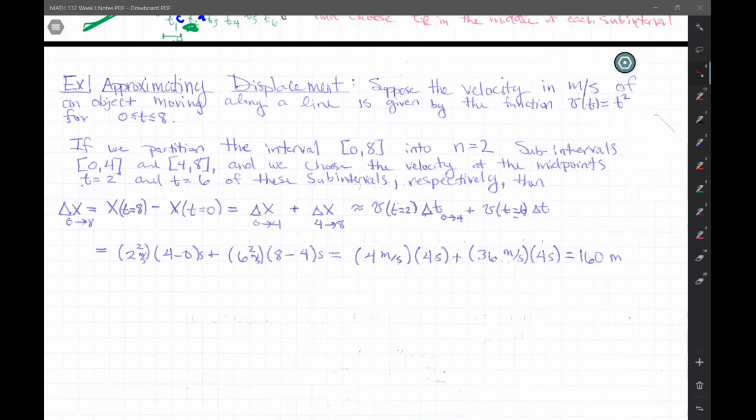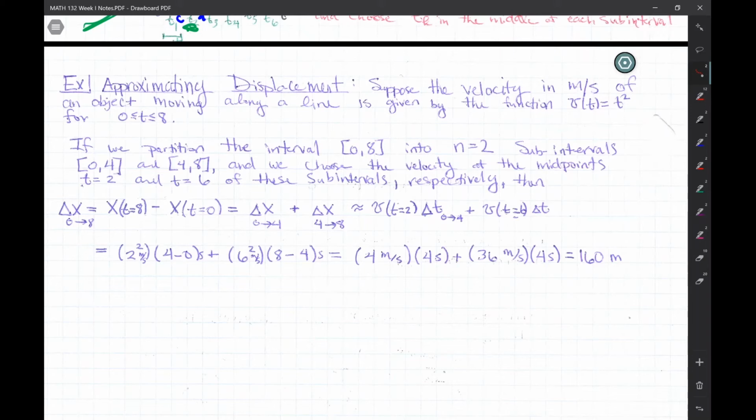So let's take a concrete example. We're going to approximate the displacement for an object that's moving along a line, just in one dimension, with the velocity of that object given as a function t squared, in meters per second, and t is in seconds. And we're interested in the time interval from t equals 0 to t equals 8. And clearly the velocity is not constant, it's increasing.